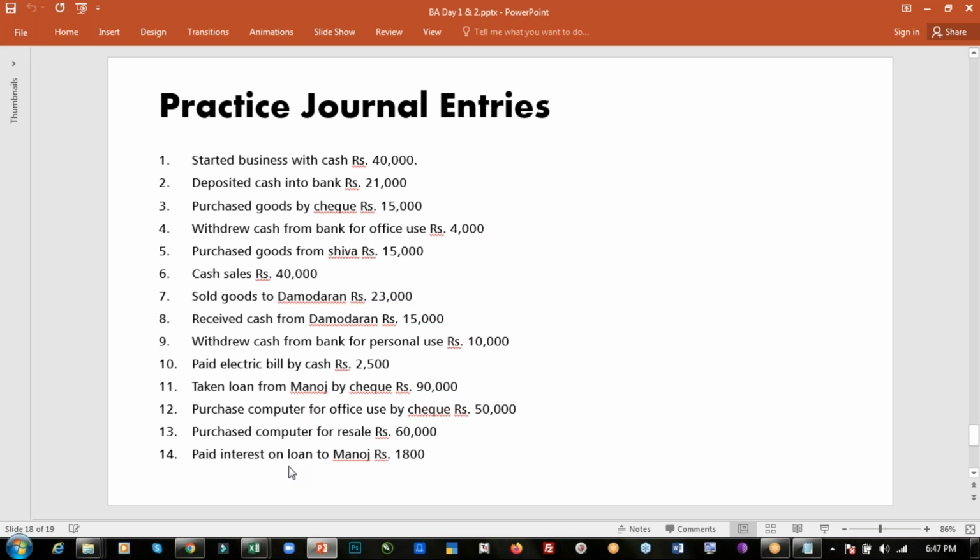All right, guys, so we have discussed all these transactions' journal entries. I hope they are all clear for all of you. If you still have any doubt or confusion in these 14 transaction entries, you can ask. Have a look at this and let me know.